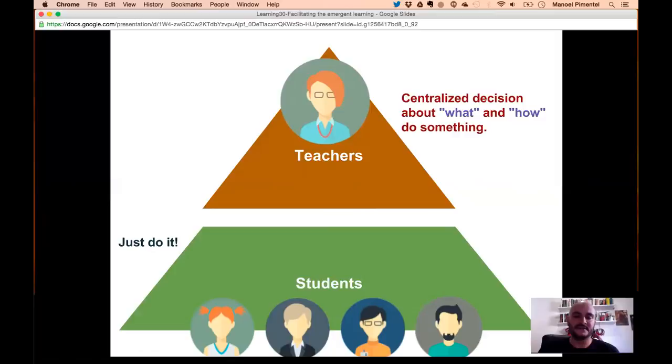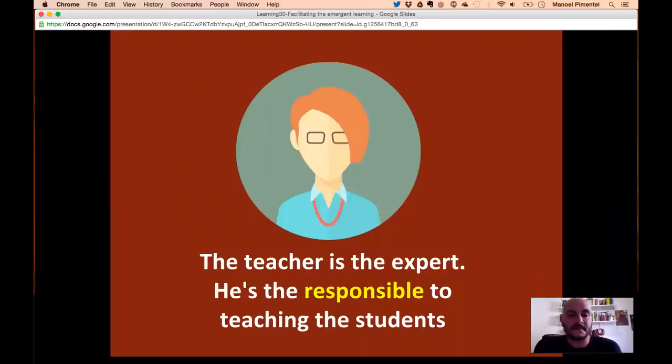We have a similar behavior in the educational model. We have the teacher and we have the students. The teachers take the centralized decisions about what and how to learn something, right? And the students just receive the structure, the knowledge, basically. In this case, the teacher is a kind of expert. Actually, he is responsible for teaching the student. To be honest, most of the time, he is the only one responsible for that, right?